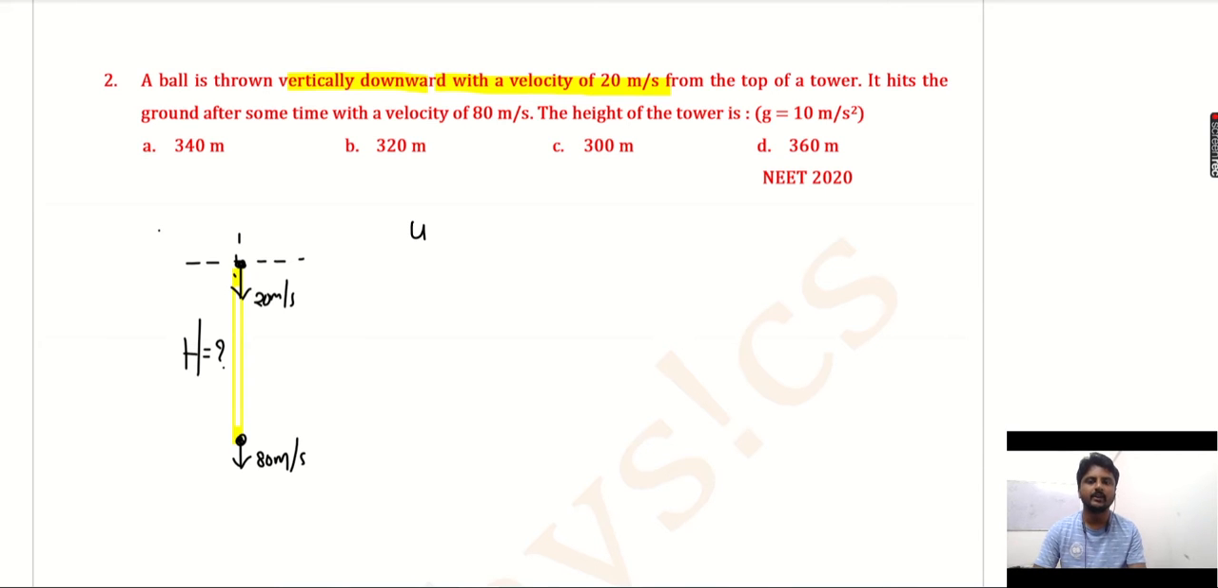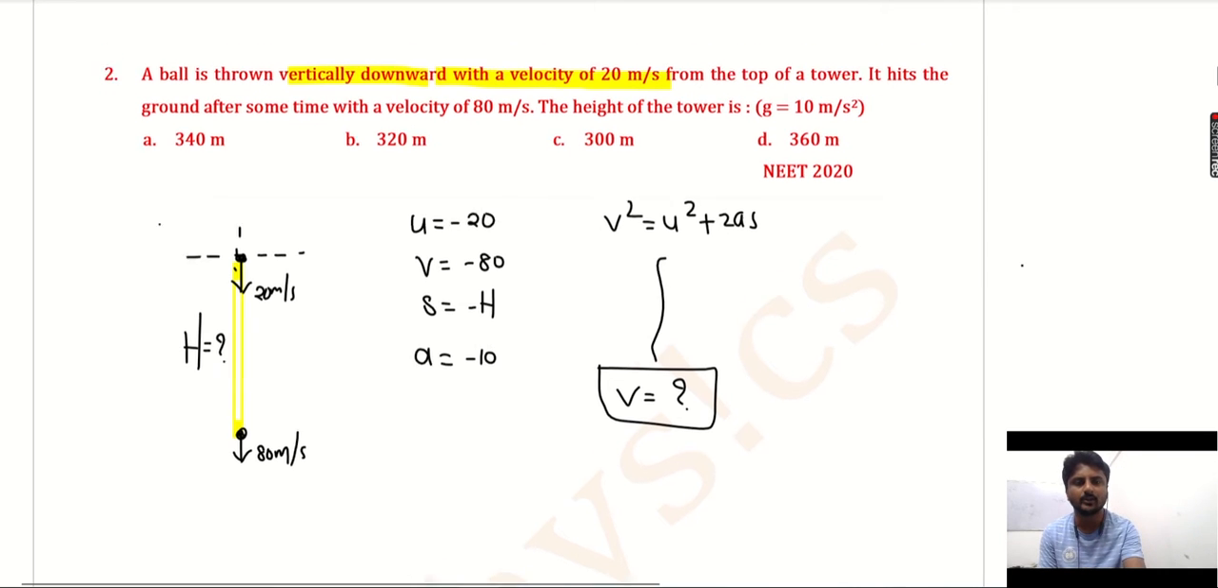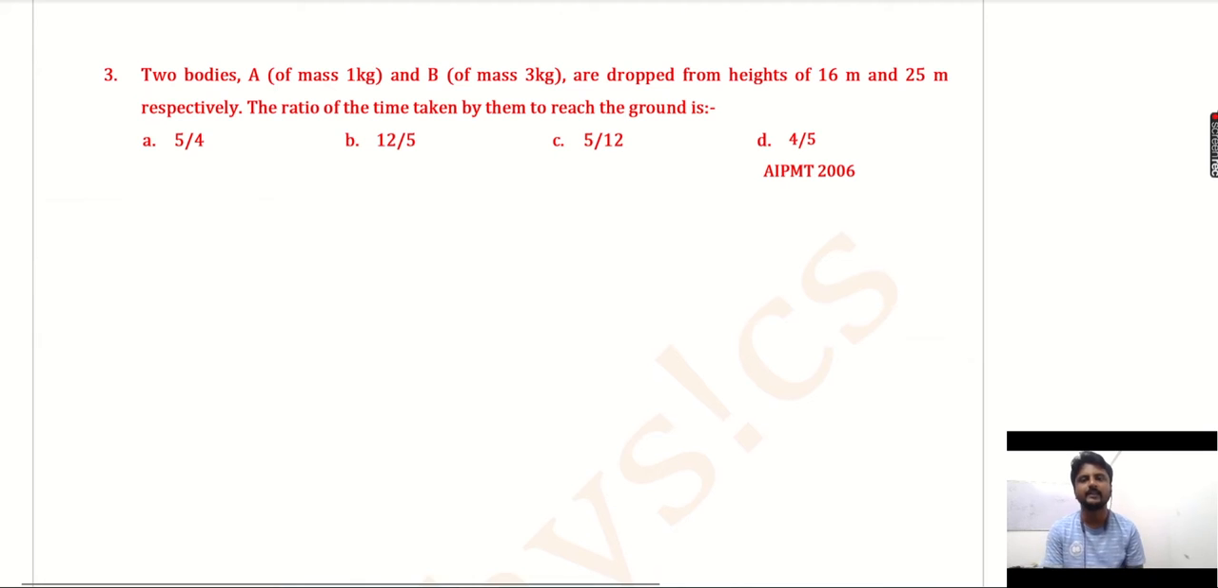Now see, initial velocity is in the downward direction, so it is written as minus 20. Final velocity is minus 80. Displacement is happening in the downward direction, so minus h, and acceleration will be minus 10. So again we can use the formula v square is equal to u square plus 2as. Now you solve this and comment the answer here. Writing the data and drawing the diagram is very important here. The solution is not important. Okay, next.